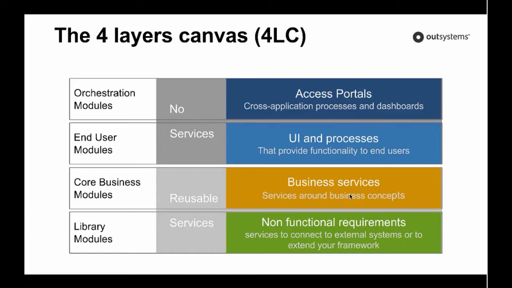Okay, so the concept of the 4-layer canvas is easy, only 4 layers, and you just have to keep in mind that reusable services are only on the bottom layers. This will be key to design and also to validate an architecture, because it's very easy to start providing functionality at the end user modules or orchestration module if you don't pay attention to this division, and you will understand why this is important.